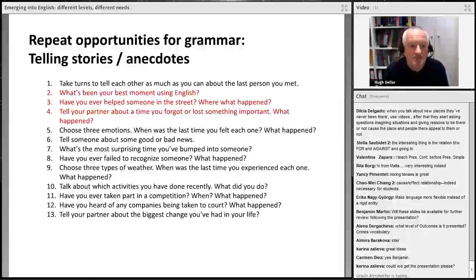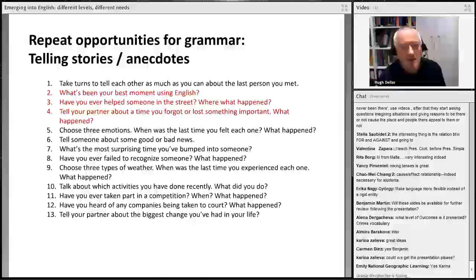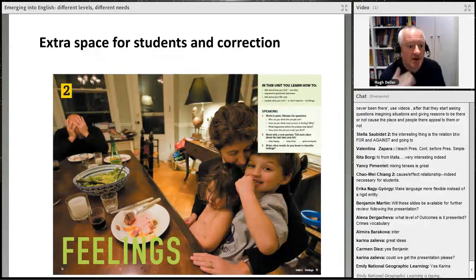Have you ever helped anyone? Tell a partner about a time you forgot or lost something. But also in the intermediate and upper intermediate book, we provide all these other speaking opportunities, which also will encourage or necessitate the use of similar kind of grammar.